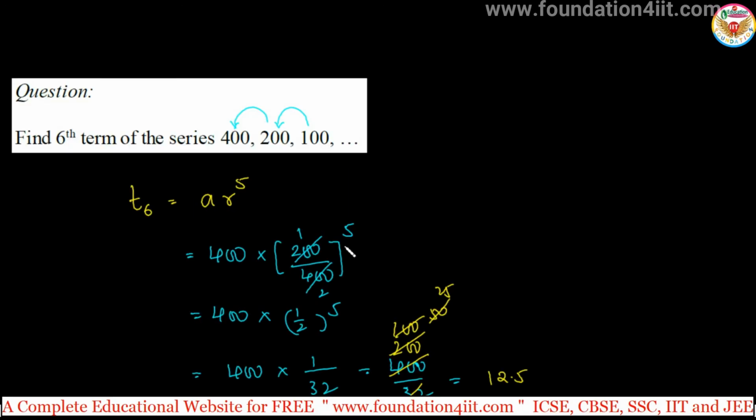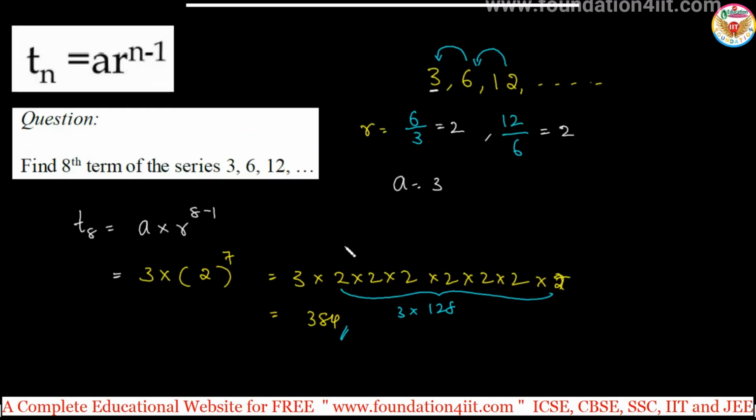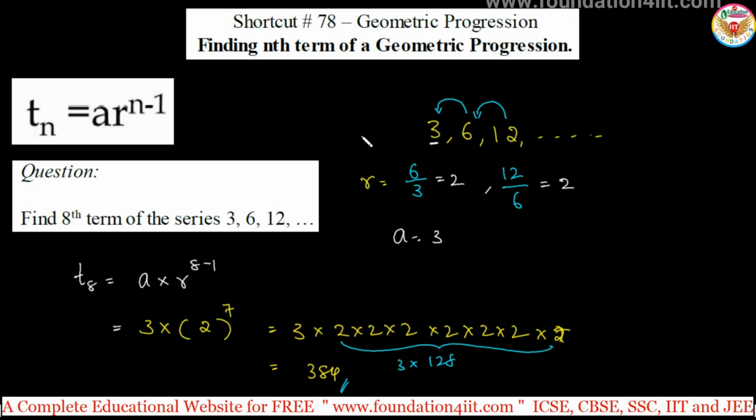The formula is A into R power n minus 1. That is for finding the nth term of a geometric progression.